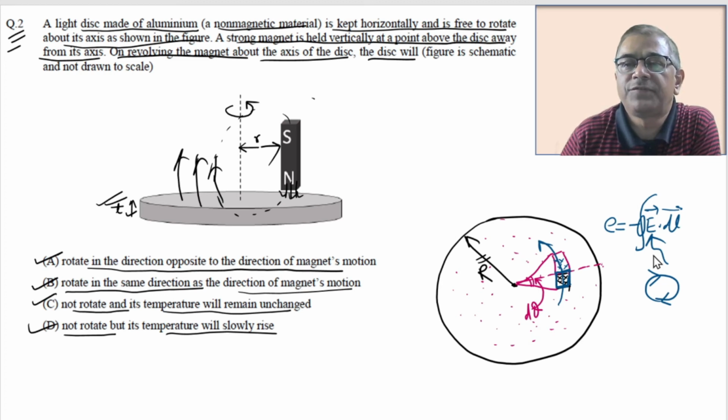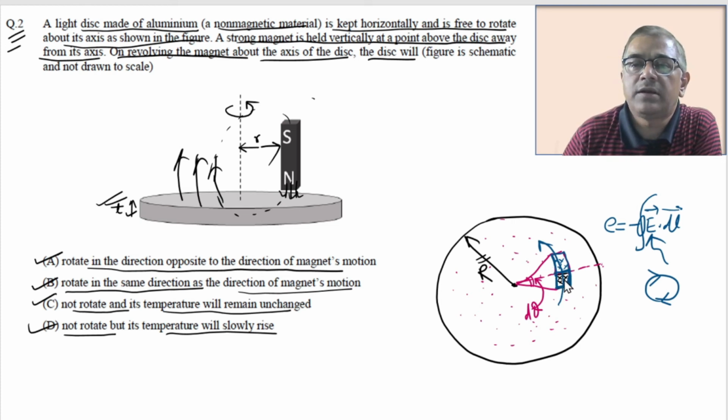So because of the production of the electric field, the electrons within this segment, not only in this segment but also in this segment, will experience force, and hence the disk will experience force and the disk will move. Now let us try to find out the direction in which the electrons will experience force. Let's use Lenz's law.